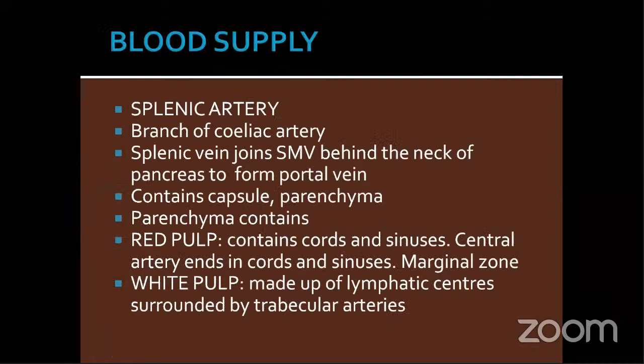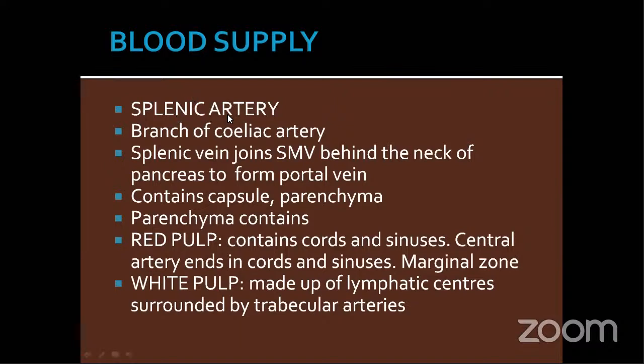Next, coming to the blood supply. It is very, very important to know the entire anatomy of the GIT, the blood supply to the GIT. As you all know, the majority of the blood supply is from the celiac trunk. The celiac artery gives mainly two left branches and one right branch. The right branch is the common hepatic artery, and the two left branches are the left gastric artery and the splenic artery, the largest branch of the celiac trunk.